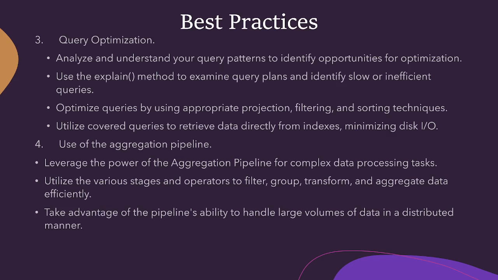Number 4, use of the aggregation pipeline. Leverage the power of the aggregation pipeline for complex data processing tasks. Don't leave this stuff to your API. Leave the database to do the heavy lifting. Utilize the various stages and operators to filter, group, transform, and aggregate data efficiently. Take advantage of the pipeline's ability to handle large volumes of data in a distributed manner. So don't forget about that part.